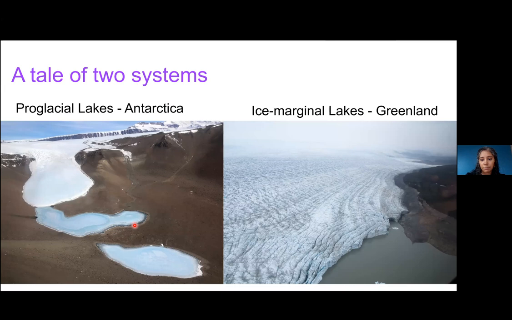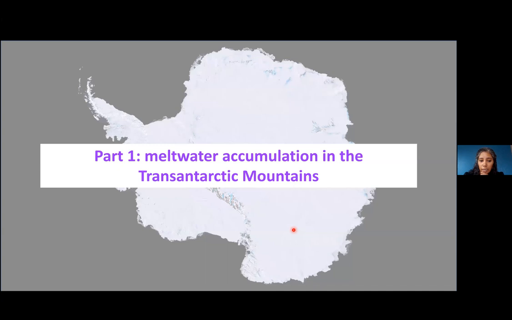So again, coming back to that photo or cartoon I showed a couple of slides ago, looking at the diversity of meltwater features we have in the cryosphere and thinking about how these might relate to sea level rise in addition to biogeochemical cycling. So let's talk about meltwater accumulation in the Transantarctic Mountains.